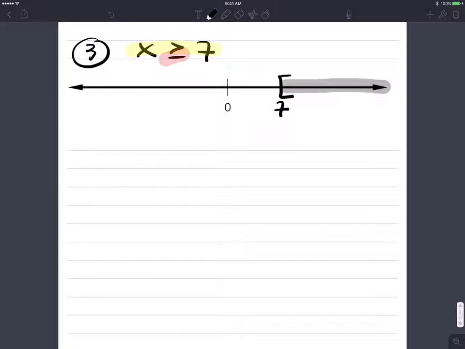This is describing the set of all numbers x that are greater than or equal to 7. This is the graph.